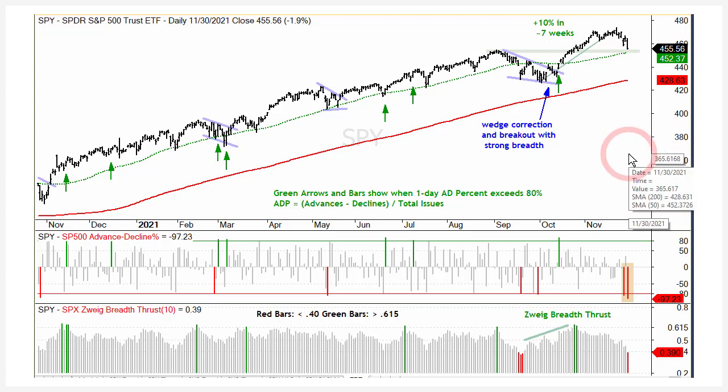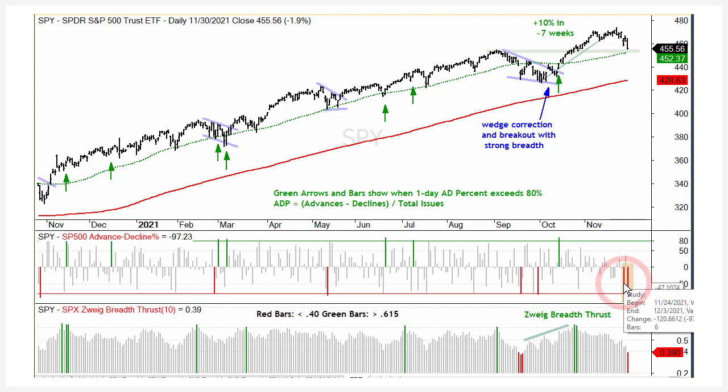And I think we're in for a bit more volatility, because if I look down at this indicator here, we can see that 80% plunged below minus 80% twice in the last 3 days. And so that means more than 90% of stocks in the S&P 500 declined. That is broad-based selling pressure in the S&P 500.